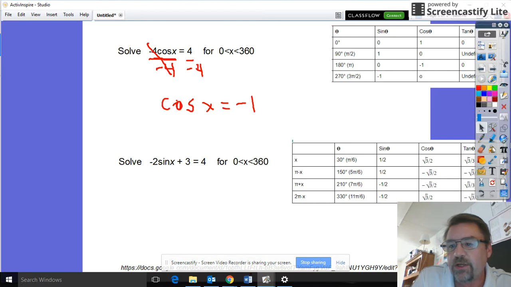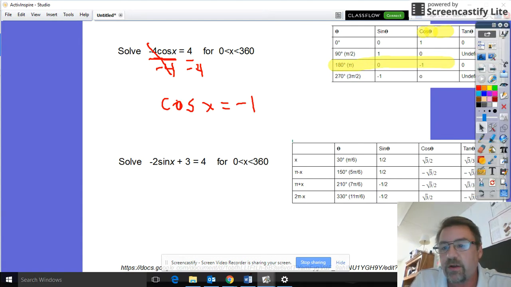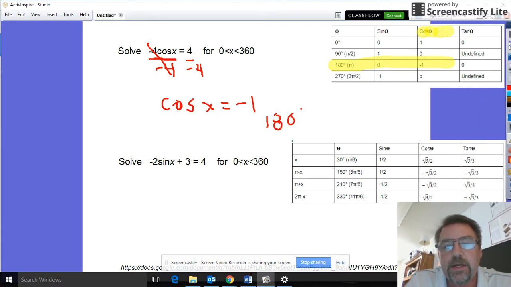Now, at this point, you want to go to your chart or your unit circle. You could find the same answer off the unit circle just as well. Go to the cosine column or look at the x values on the unit circle and see which one has a value of -1. Which x value has a -1? And that's right here. And that corresponds to the angle of 180 degrees or pi radians. So your answer is 180 degrees.